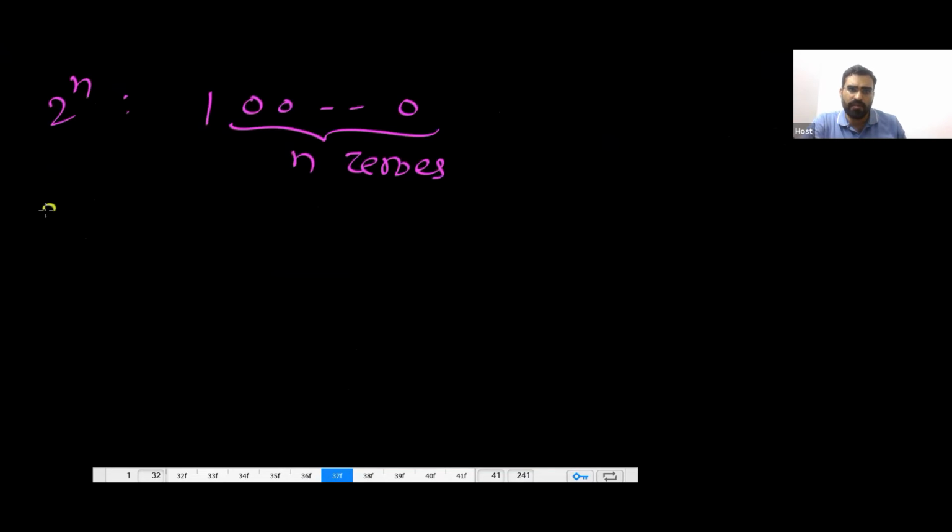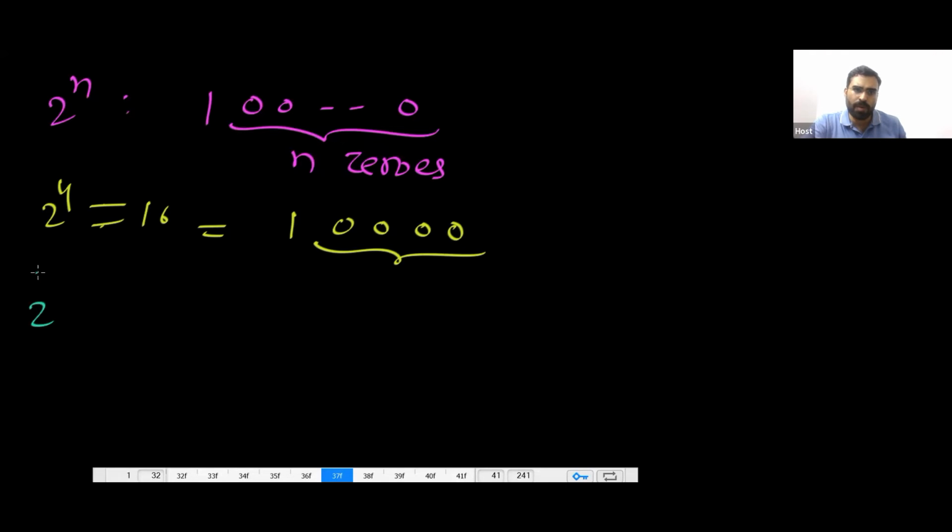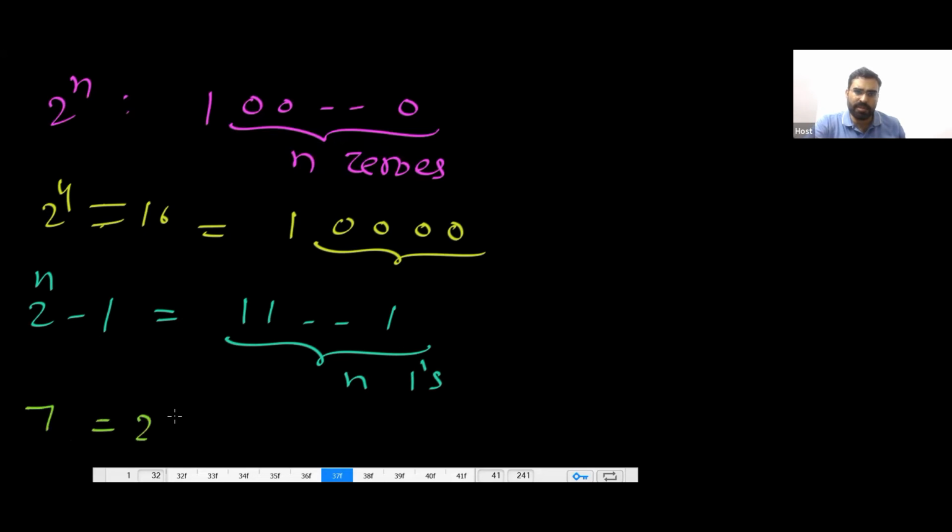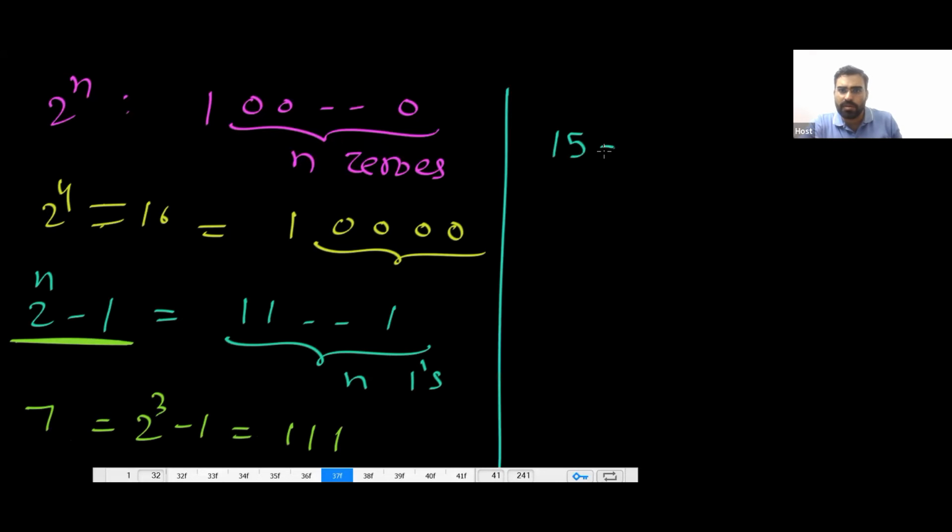For example, 2 power 4 is 16, which is 1 followed by 4 zeros. Similarly, 2 power n minus 1 means a total of n ones. For example, 7 is 2 power 3 minus 1, so that will be 3 ones. 15 is 2 power 4 minus 1, so that will be 4 ones. So you can notice 2 power n minus 1.